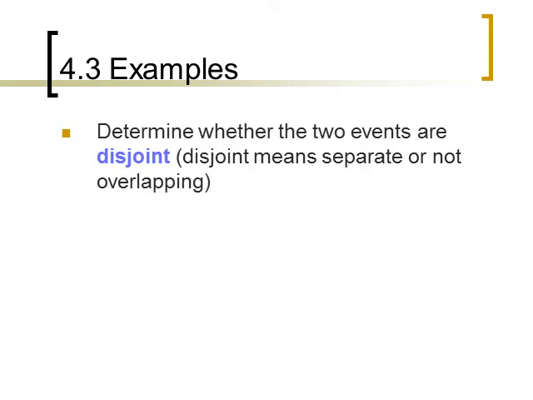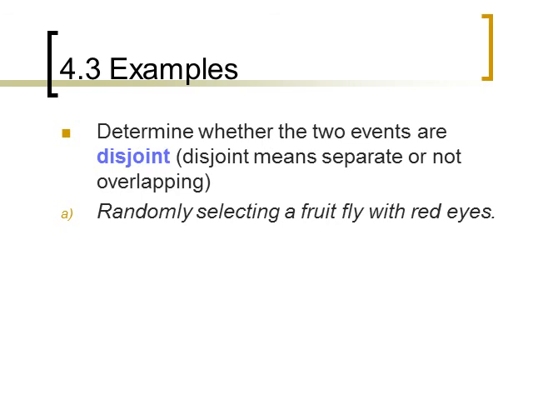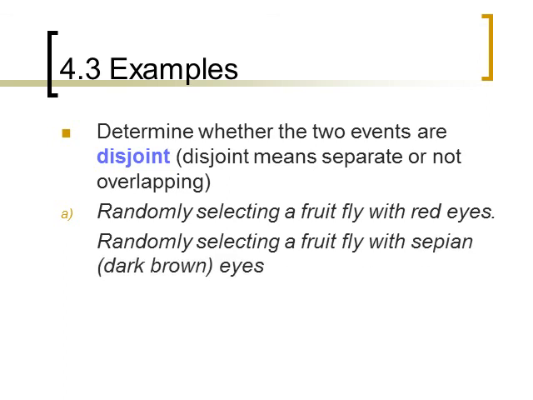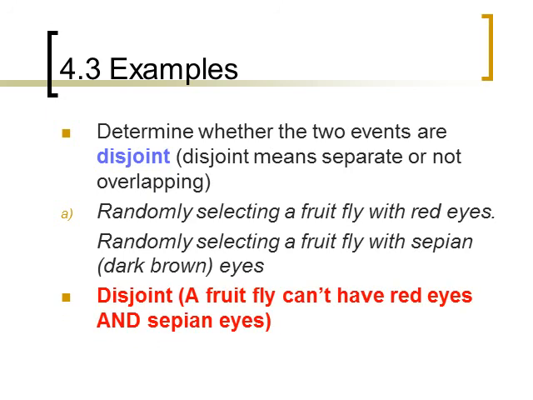We're going to practice understanding if two events can occur at the same time or not. So we're going to determine whether the two events given are disjoint. Disjoint means separate or not overlapping. So could this occur at the same time or not? Randomly selecting a fruit fly with red eyes and randomly selecting a fruit fly with sepia or dark brown eyes. Since we can't select a fruit fly that has red eyes and sepia eyes at the same time, this would be a disjoint event.